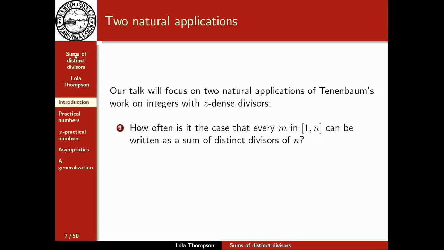My talk isn't really about integers with z-dense divisors, though. What it's really about is how we can use these kinds of arguments to answer two particular questions. So one of the questions is, how often is it the case that every number m between 1 and n can be written as a sum of distinct divisors of n?